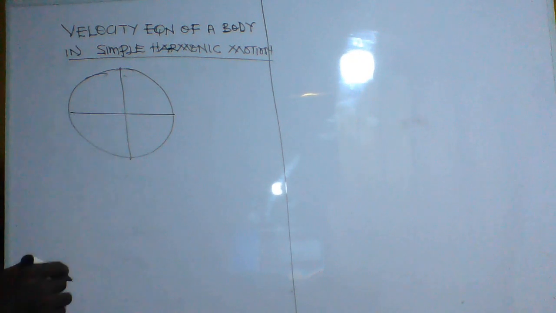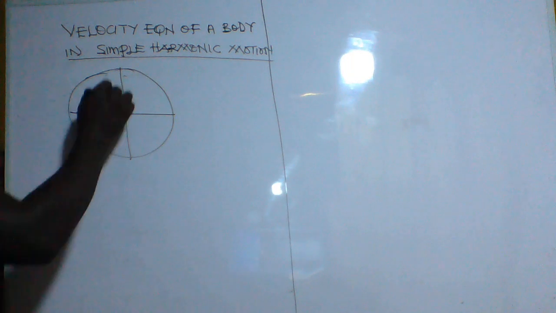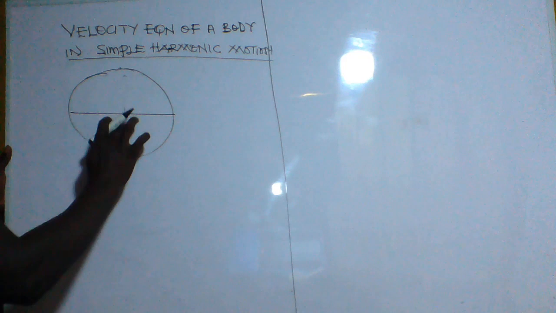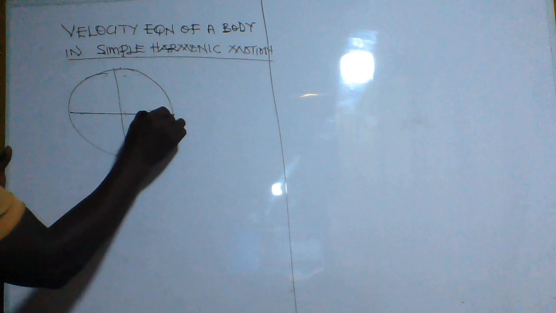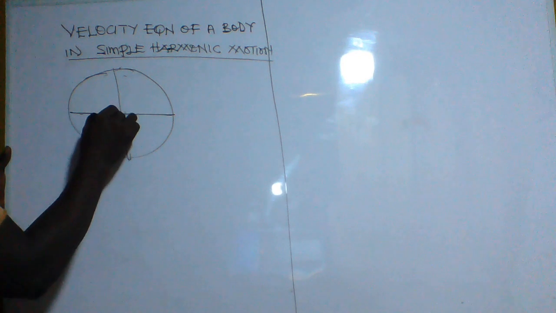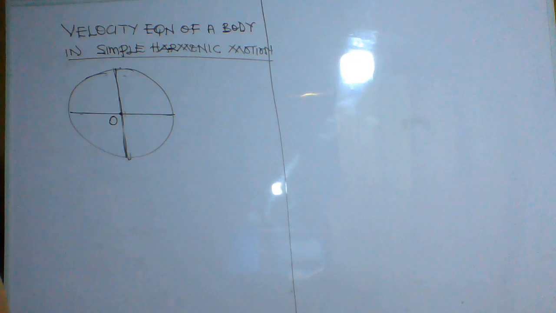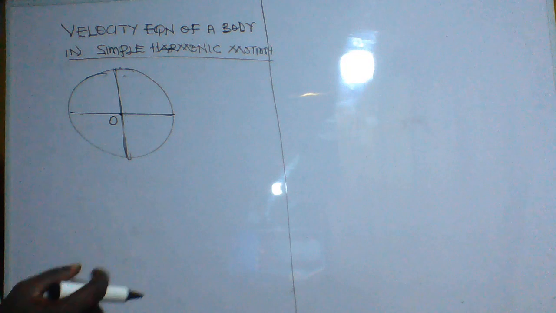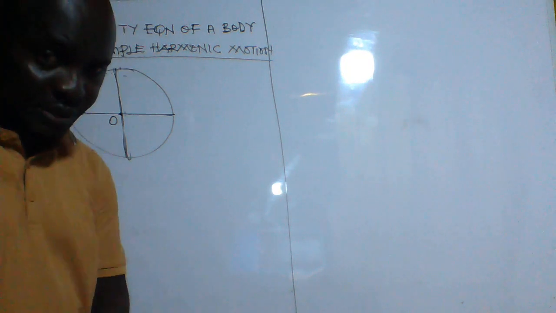So what we are saying is that if the object or the body is seen to be oscillating either vertically or horizontally around a fixed point O, then once the body oscillates, it does so with a certain velocity or with a certain speed. So what is this equation for the speed at any time t?